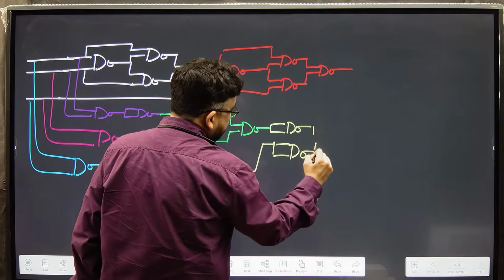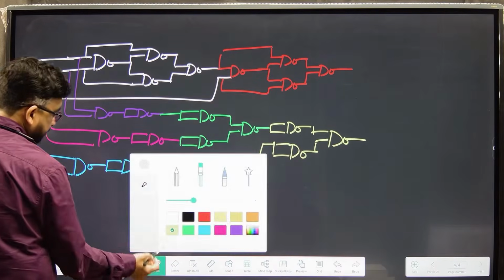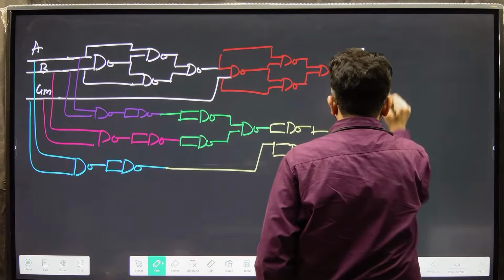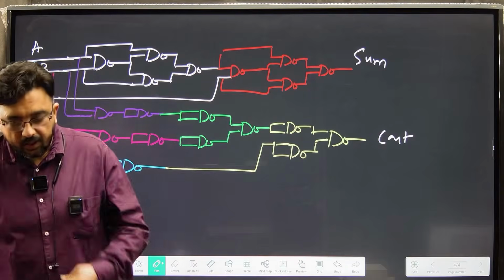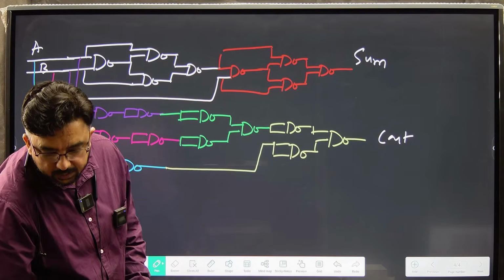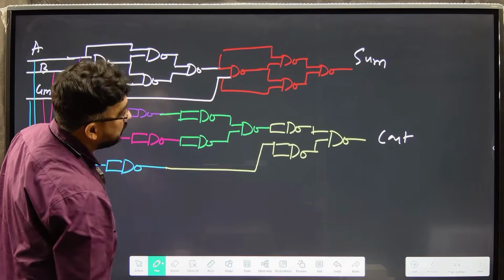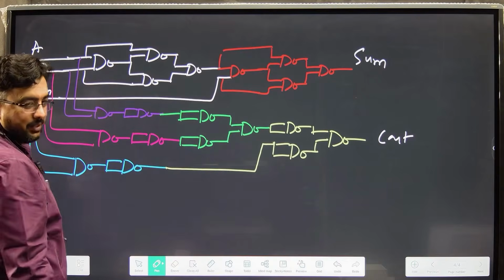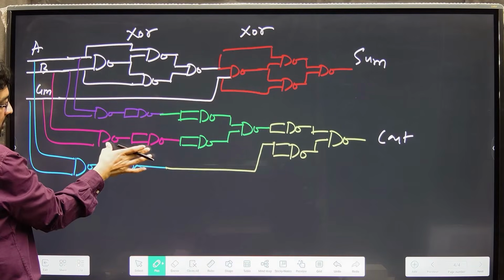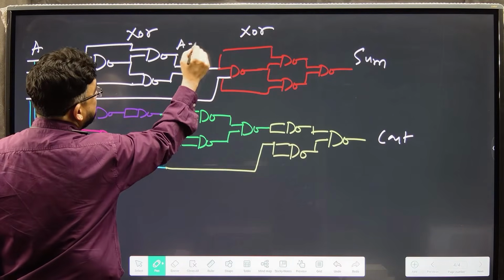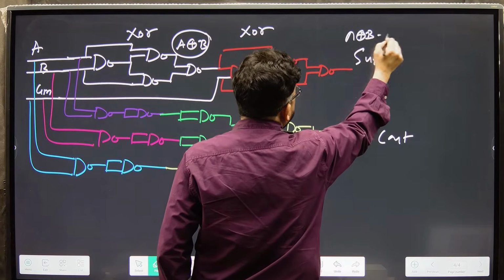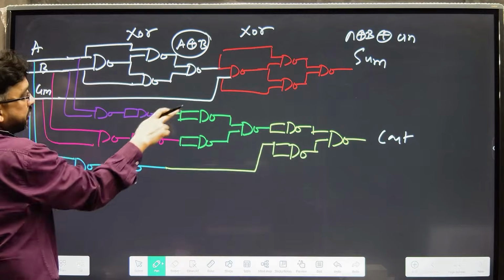Okay, see, this is your A, B, and C in, and this is your sum, and this is your C out. Okay, so this is sum, this is C out. This is very simple. As I mentioned, this is my first XOR, this is my second XOR, and this is my AB, this is my B C in, this is my C in A. So this is your A XOR B, and this is your A XOR B XOR C in. This C in is coming from here, right?